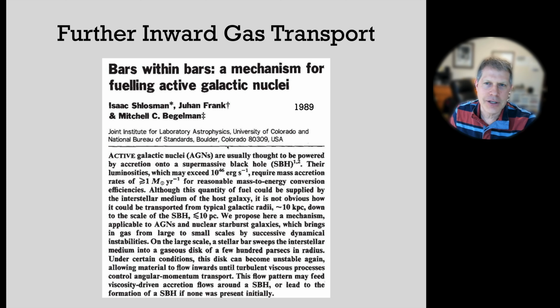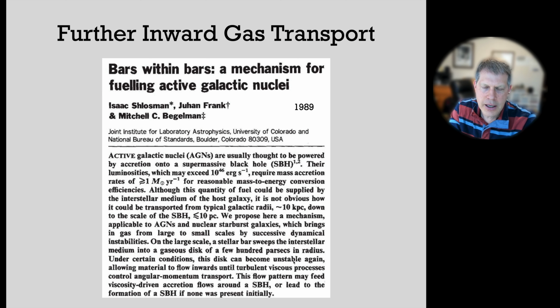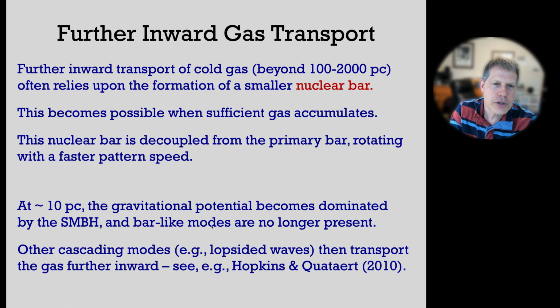So here, in fact, is a classic paper discussing this idea of bars within bars as a mechanism for fueling active galactic nuclei. And just taking right from the abstract of this paper, they talk about how on the large scale, a stellar bar sweeps the interstellar medium into a gaseous disk of a few hundred parsecs in radius, and then under certain conditions, once sufficient gas has accumulated, this disk can become unstable again, allowing material to flow further inward until turbulent viscous processes control angular momentum transport, and that lets the material work its way all the way in. So you have smaller scale bars, nuclear bars is what they're often referred to as, that are responsible for getting the material further in closer to the AGN. This works down to scales of order sort of 10 parsecs or so.